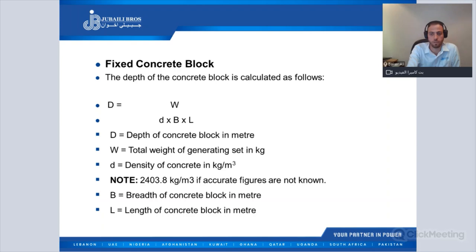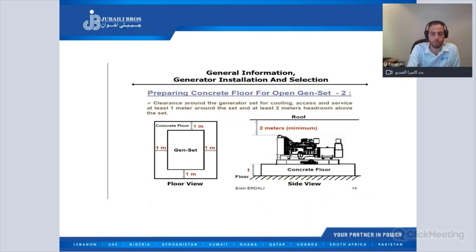I'll show you this slide here. So this is the generator set. We have to keep on all sides of the generator set 300 to 450 mm. From this side 300 to 450, from this side 300 to 450, from the right side the same, and from the left side also the same, 300 to 450. This is the length and width.